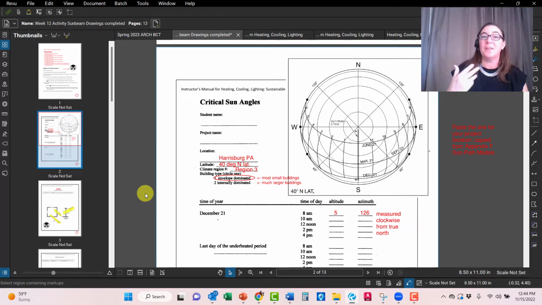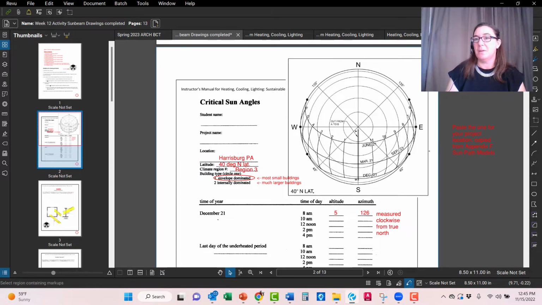Let's start this sunbeam drawing assignment together. On your screen, you see a sheet of information for critical sun angles. And you notice that I have chosen to work with Harrisburg, Pennsylvania. We know that it's approximately 40 degrees north latitude. And we also know that it's climate region number 3.